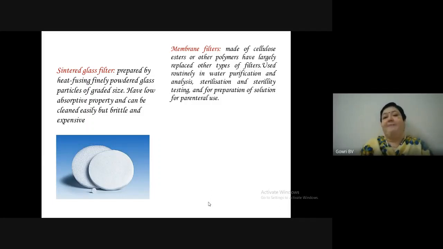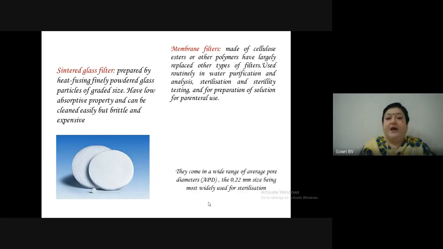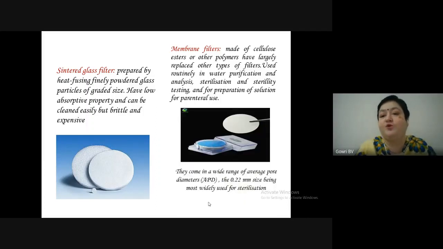I repeat it again, membrane filters. It is made up of cellulose esters or other polymers and has largely replaced other types of filters used routinely in water purification and analysis, sterilization and sterility testing, and for preparation of solution for parenteral use. They come in a wide range of average pore diameters, which is designated as APD. APD is average pore diameter. The 0.22 µm size is most widely used for sterilization. So this is the membrane filter that is commonly used and has been replacing the other types of filter.